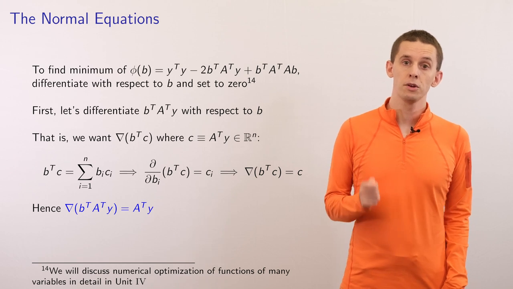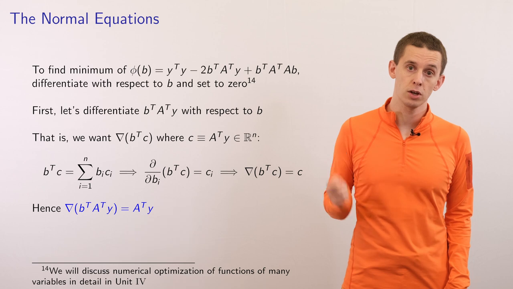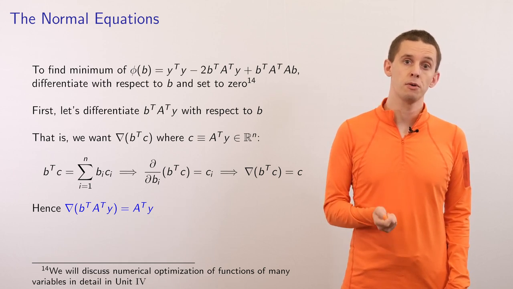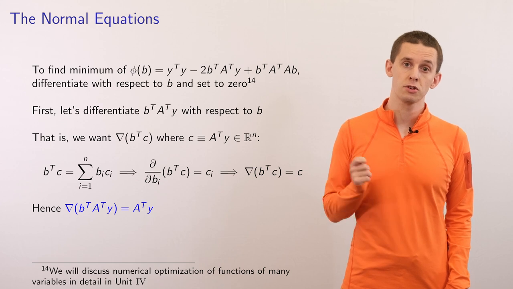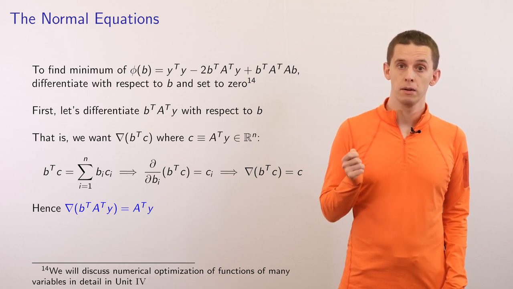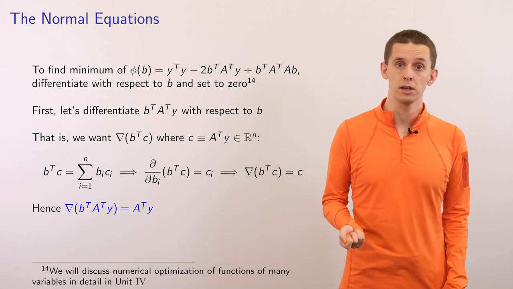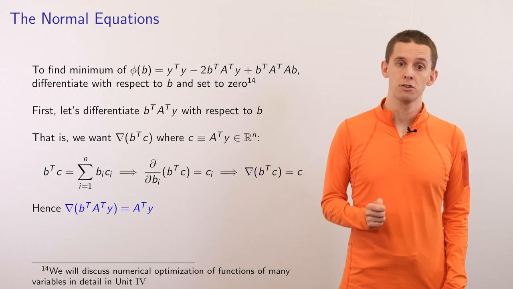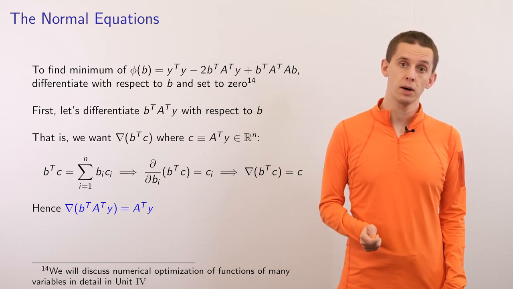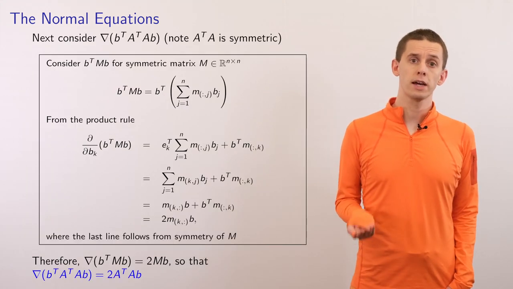then the only term that we'll get from this is the corresponding term b_j multiplied by c_j. And therefore, this partial derivative will just give us c_j. And so the gradient of b transpose c would just be equal to c. And hence, for the term that we're interested in, the gradient of b transpose A transpose y will just be equal to A transpose y. So let's now look at the second term.